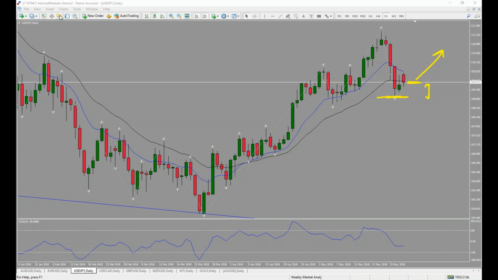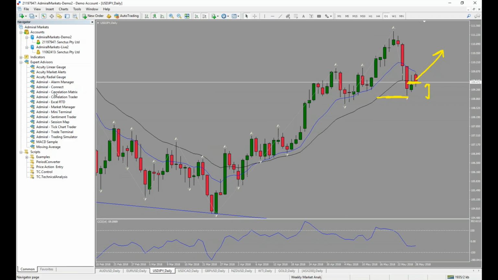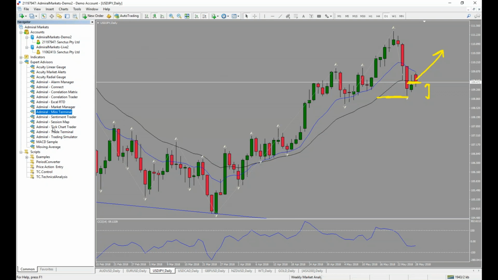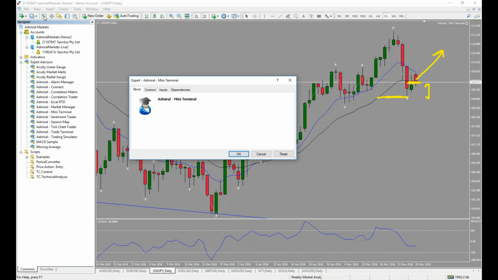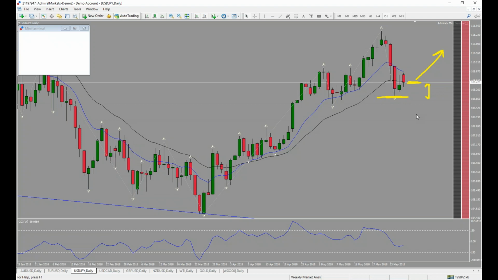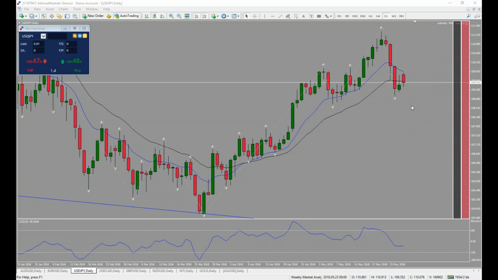Actually, let's see, do I have my manager installed on this one? My mini terminal. Oh, cancel. They've made some changes to the mini terminal, and I'm seeing these lines here on the side. I haven't really played around with it. I only use the features that I like. Okay, so I'm going to enter in at market.